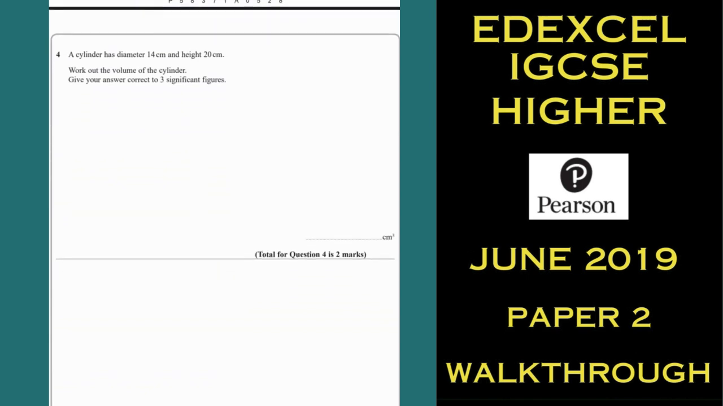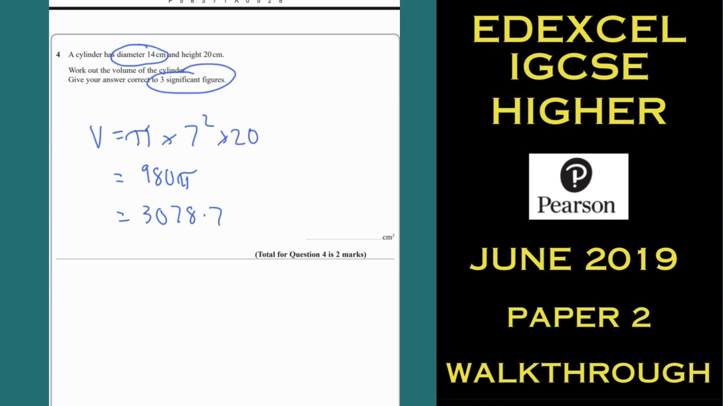Question 4, got to say as bog standard as it gets. Volume of a cylinder. Volume of a cylinder is pi times the radius squared. So it's 7, not 14, multiplied by the height. Your calc will probably say 980 pi, but you've got to do as you're told. So change it, SD button or whatever your calc has, 3078.76, etc. But 3 significant figures means 3080 for your 2 marks.